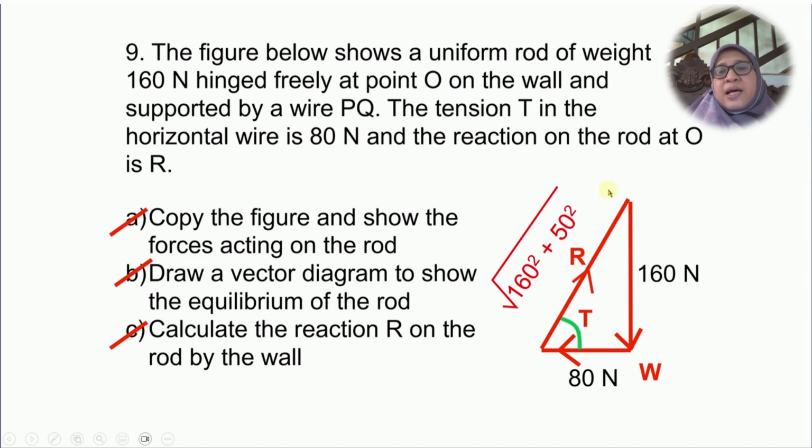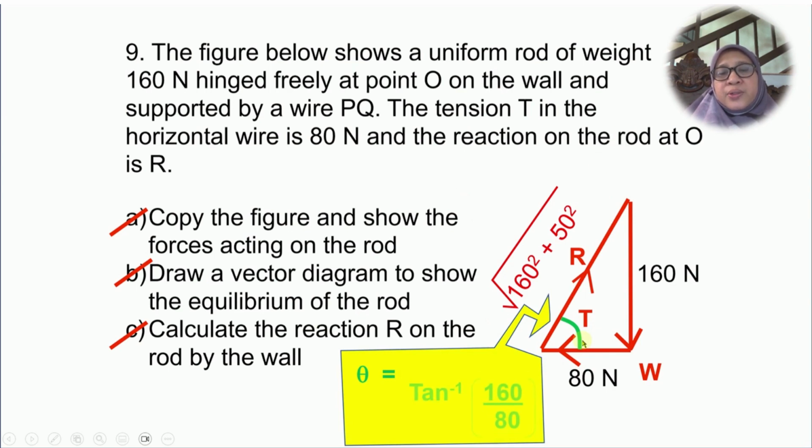For the direction of the reaction, we use trigonometric ratio. So tangent theta equals opposite over adjacent, which is 160 divided by 80. So the angle is 63.4 degrees from the horizontal. So that is the direction for the reaction force.